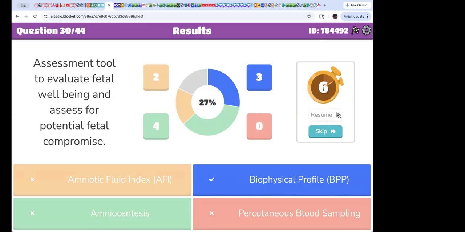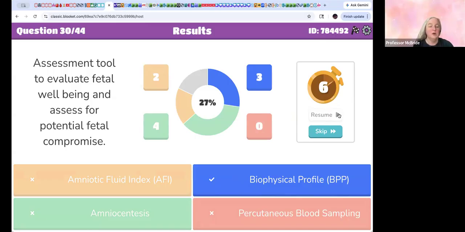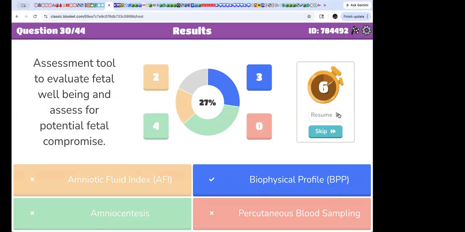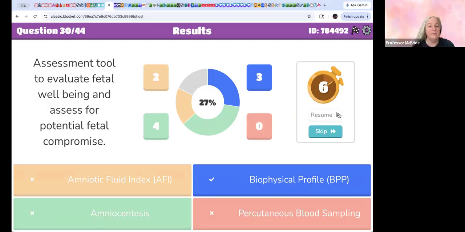Okay, so we talked about amniocentesis earlier, guys, remember? Where they put the needle and take amniotic fluid out. Is that going to let us know how our baby's doing? Is it going to assess fetal well-being? No, that's for chromosomal defects. Yeah. Okay. So amniocentesis isn't the best choice for this.